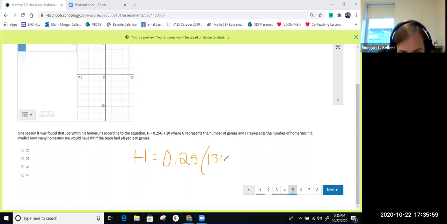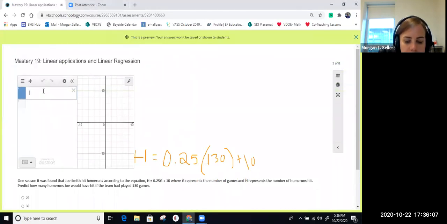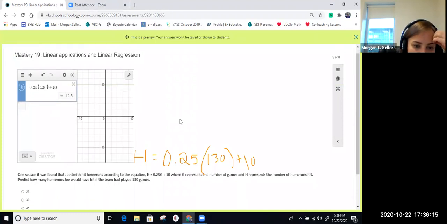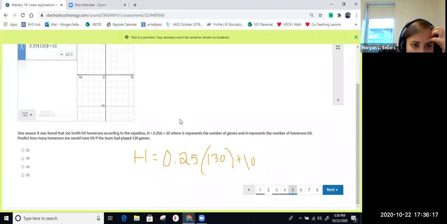And you can do it in the calculator. I'm just writing it here. Plus 10. Okay. Scroll up. All right, so I'm just going to do, remember, use parentheses when you substitute, and then plus 10. Okay, so 42.5. You can't really play 42.5 games, so I'm going to round up to 43.